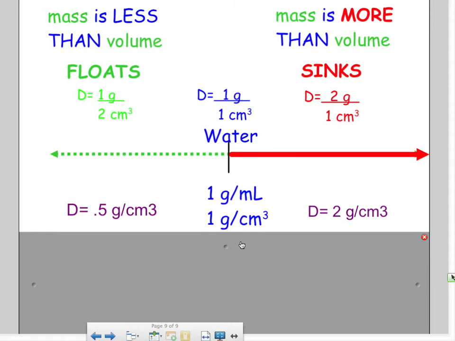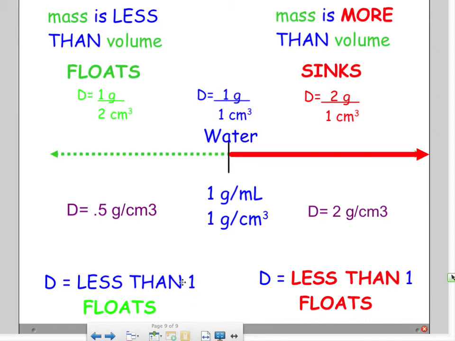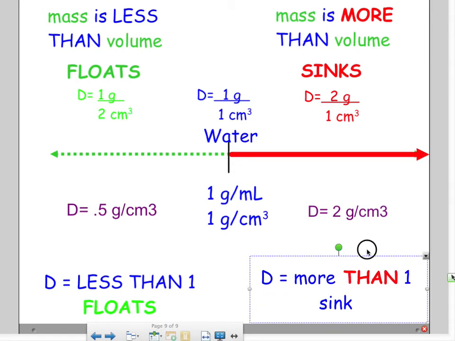Now, do you notice anything about these numbers? 0.5, 1, and 2. Notice that if the density is less than 1, which is less than the density of water, it will float. And if the density is greater than the density of water, it will sink. So if it's more than 1, then it will sink.